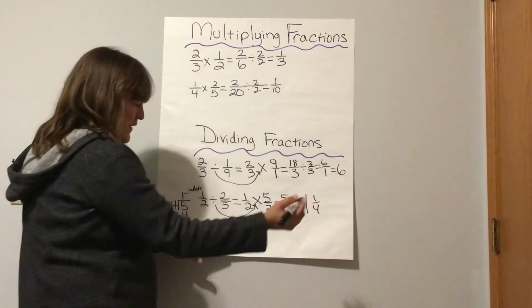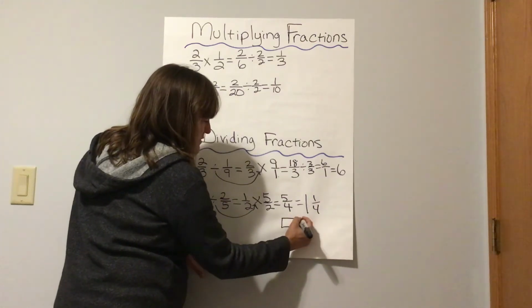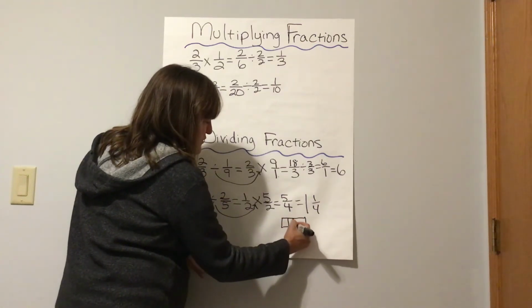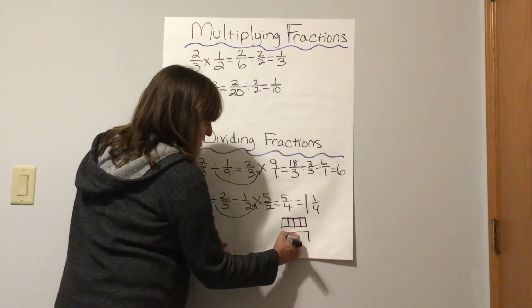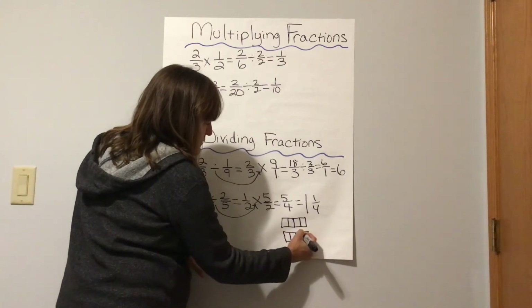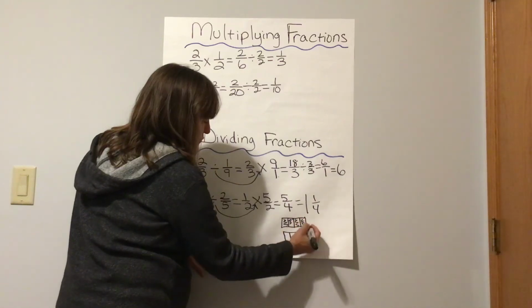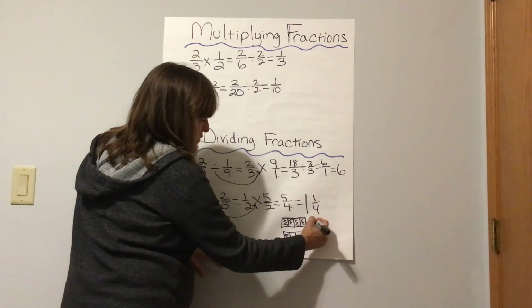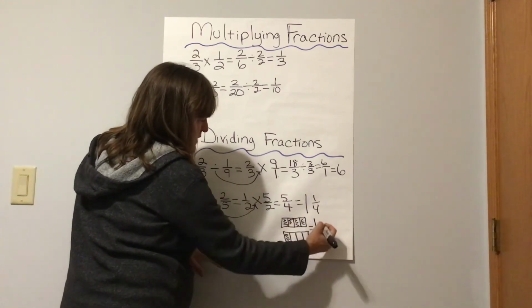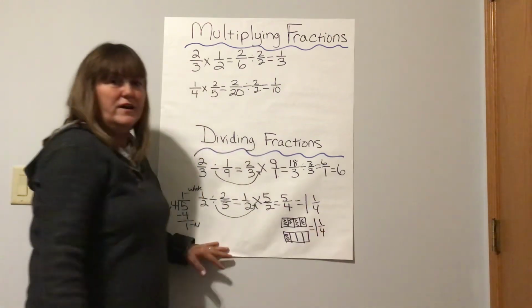If you wanted to draw that out, in case you're visual, because I'm a visual person. 1 2 3 4. Because it's like saying you have 5 out of 4 parts. Okay, so you have 1 2 3 4 5 out of 4 parts, which really means you have 1 whole and 1/4. Okay, thank you.